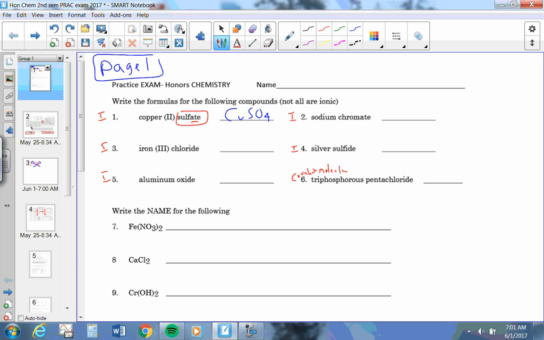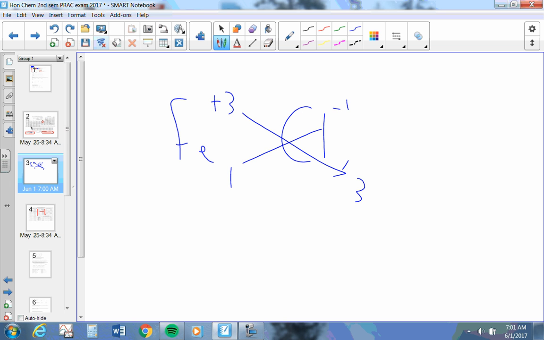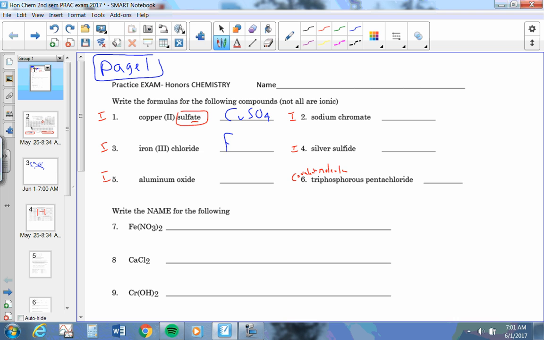Iron 3, chloride, same story. Iron is the type with a +3 charge. Chlorine is on the chloride side, it's got a -1 charge. 3 of those, but only 1 of those, but we wouldn't write it that way. FeCl3.